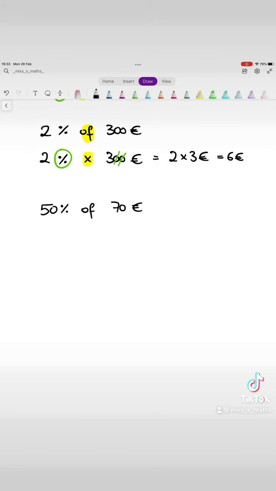Let's now look at 50% of 70. This time I don't have enough zeros in one of the numbers, so I'm going to steal one of each of the numbers. So I end up multiplying 5 by 7, which is 35.